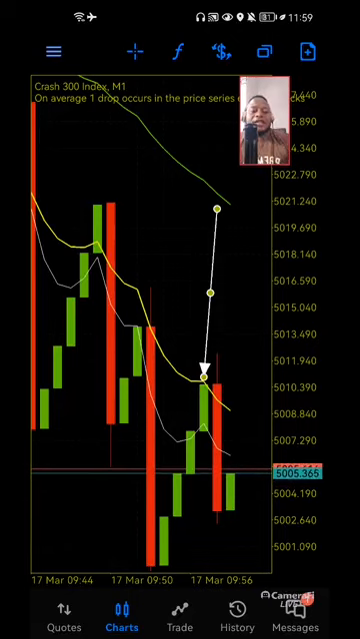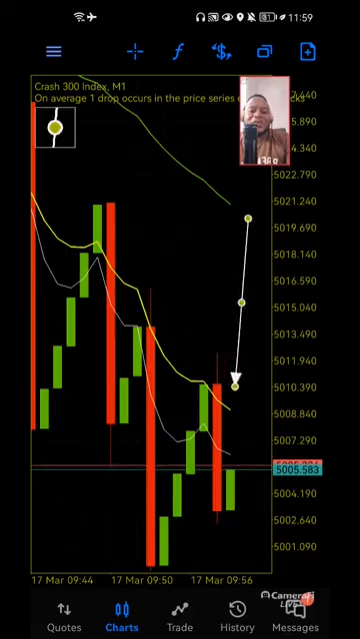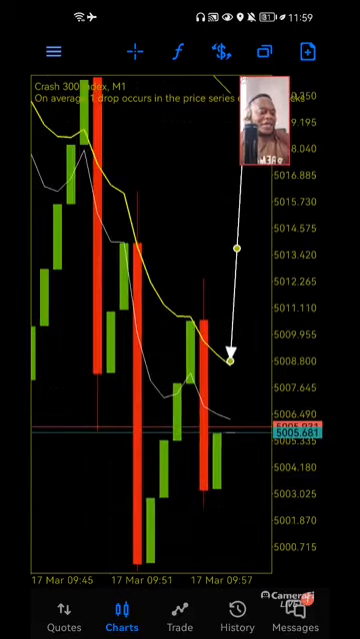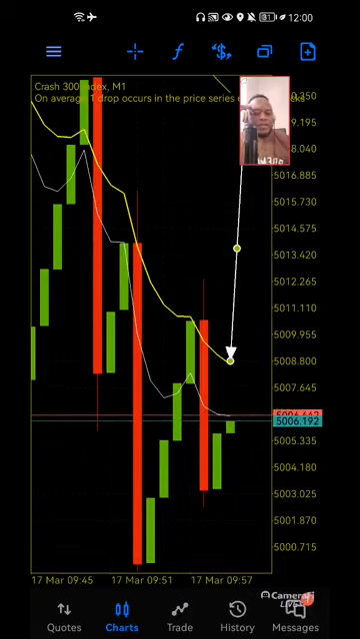So, Crash 300, guys, it's just doing wonders. We're getting there, we're getting a spike. Let's check Boom 500. What happened on Boom 500? We want to see. Let me check on Boom 500.